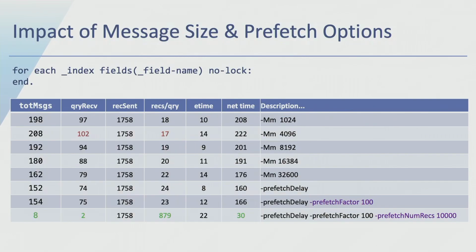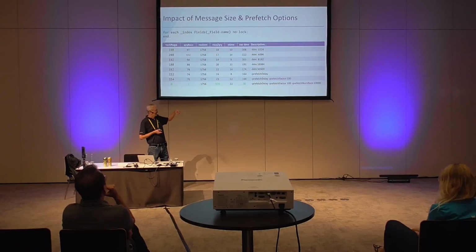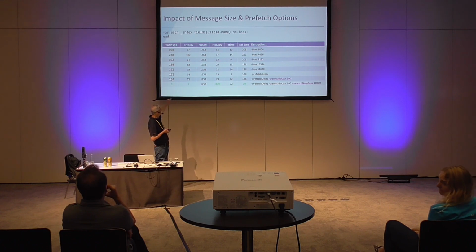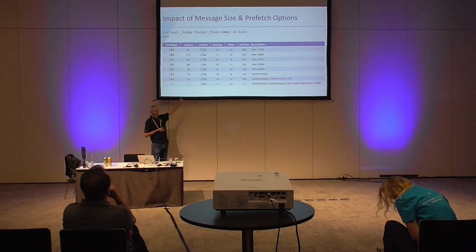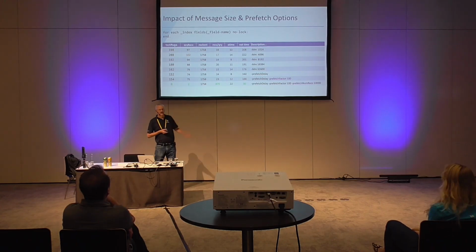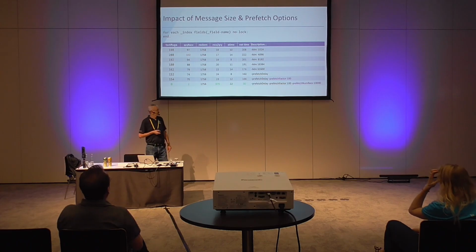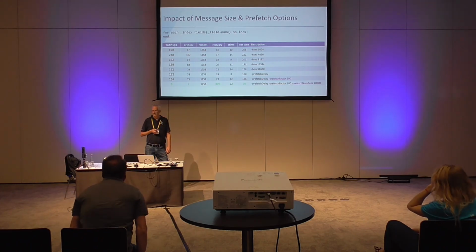So I did some benchmarking on the impact of those various parameters to see which ones actually make a difference. So I tried the various different message sizes, prefetch delay or not prefetch delay, factor of 100, and so forth. If you look at the number of queries received and the total number of messages, there's a clear winner. As soon as you start setting the prefetch numrex to a larger value, you get much better performance. You get some improvements from the others.